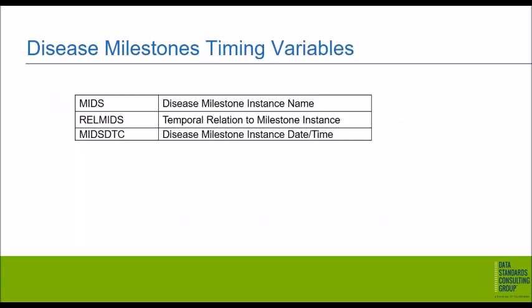And so we have these additional variables added to the general observation classes. This disease milestone instance name. And you notice that was hypo 1 and hypo 2 because the subject could have more than one. We have the RELMIDS. This is the temporal relationship to the milestone instance, whether something happened before or after, whatever that milestone was. It could be retrospective, coincident, or after that. And then the DTC for that disease milestone instance date time.